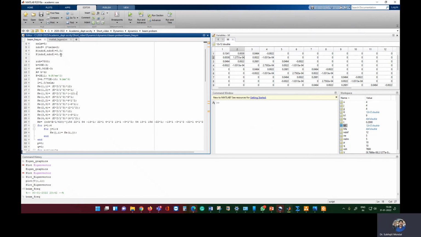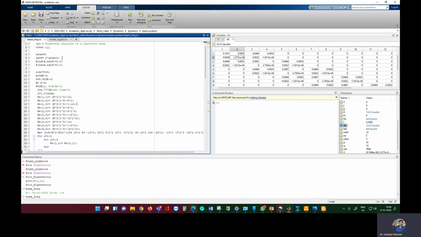So this part depends on how many elements and how many degrees of freedom. Once we know how many degrees of freedom there are, then we can define what should be the size of the stiffness matrix. What is the size of the stiffness matrix? Here our size of the stiffness matrix is 12 by 12.